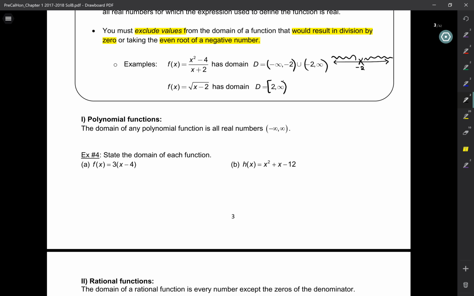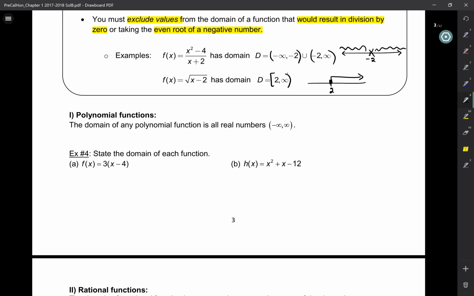Okay, so now, which one? The bottom one? Well, it's going to be all the numbers starting at 2 and going up, right? 3 minus 2 is 1, and the square root of 1 is 1. 3 is bigger than 2, so you're going up. You're defining the domain, everything that works. Yeah, we're finding things that work.